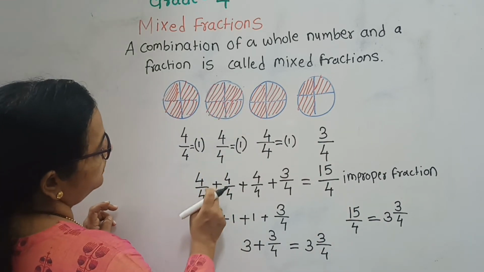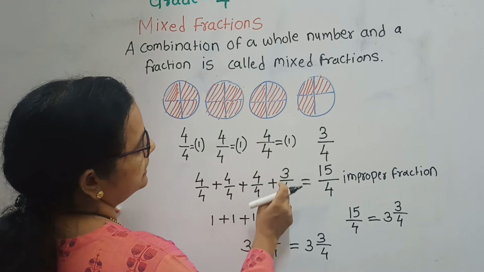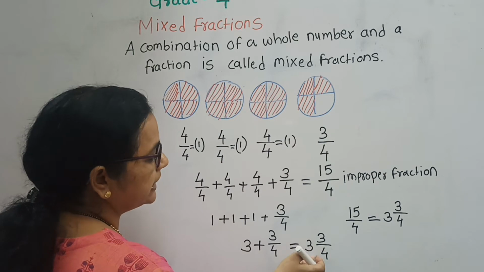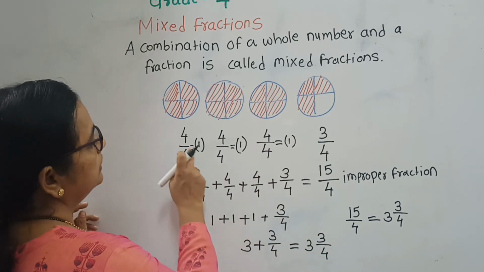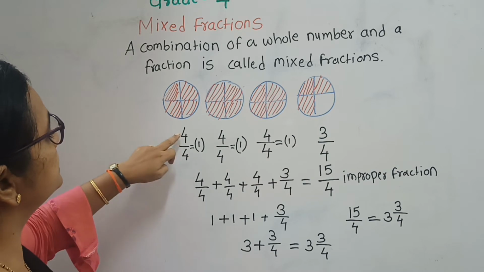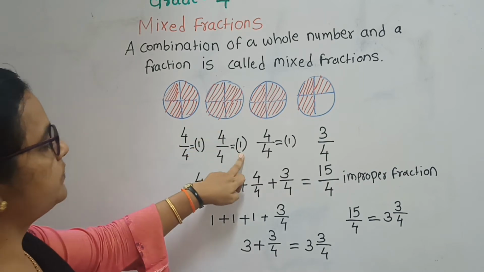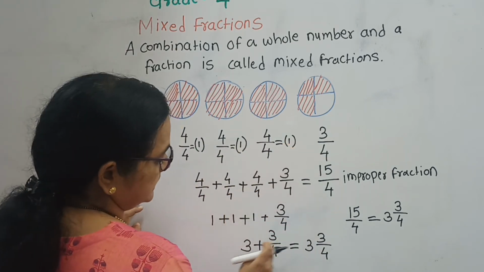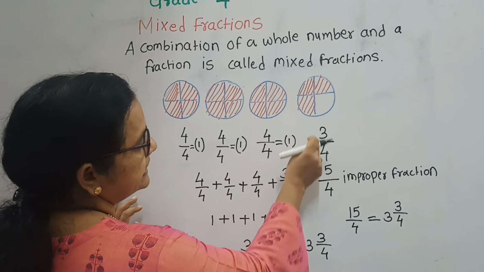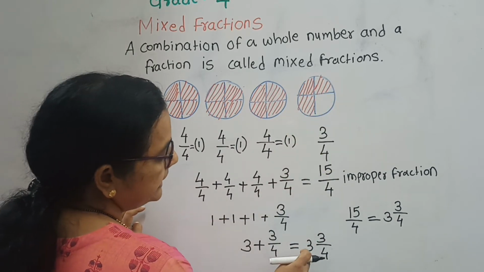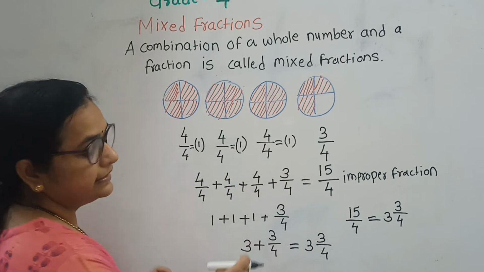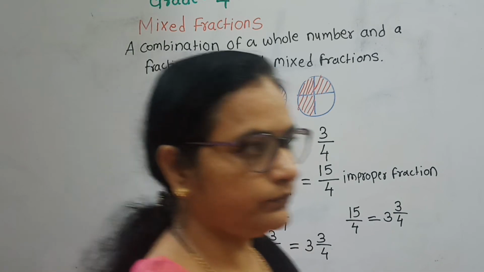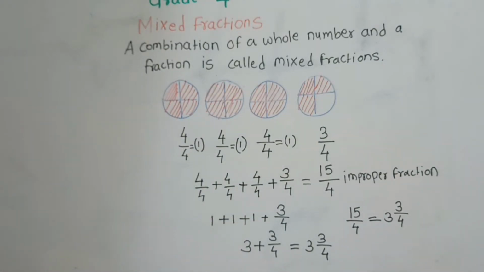So 4/4 plus 4/4 plus 4/4 plus 3/4 is equal to 15/4, and 15/4 is equal to 3 whole and 3/4, because 4/4 is 1, 4/4 is 1, and 4/4 is 1, which means 1 plus 1 plus 1 is 3 whole, and the remaining 3/4. So 3 whole and 3/4 is the mixed fraction. Understand children? Let's see one more example of a mixed fraction.